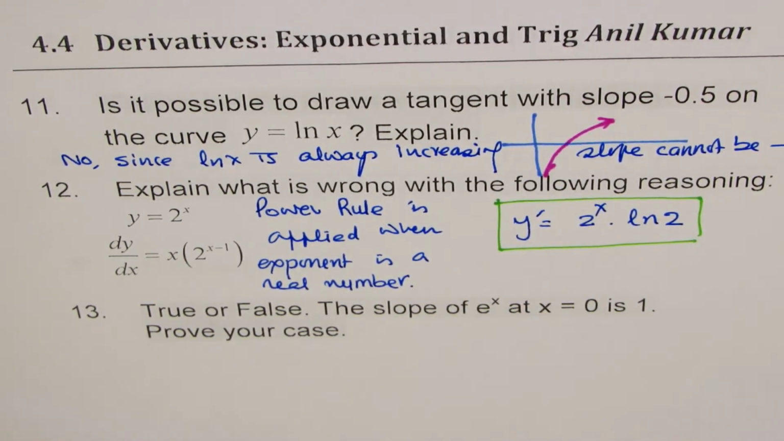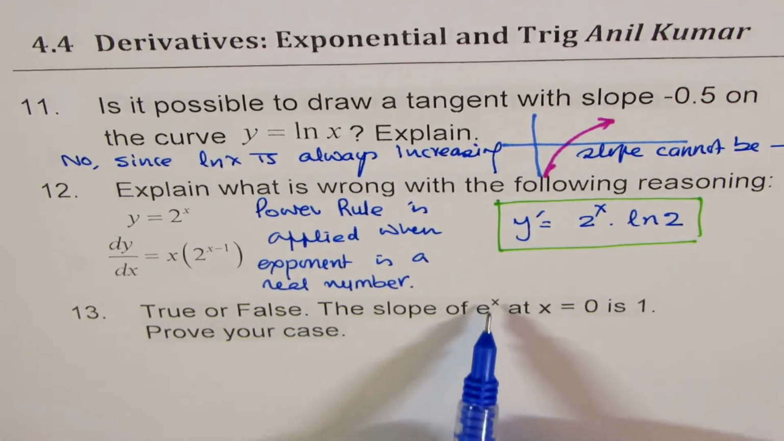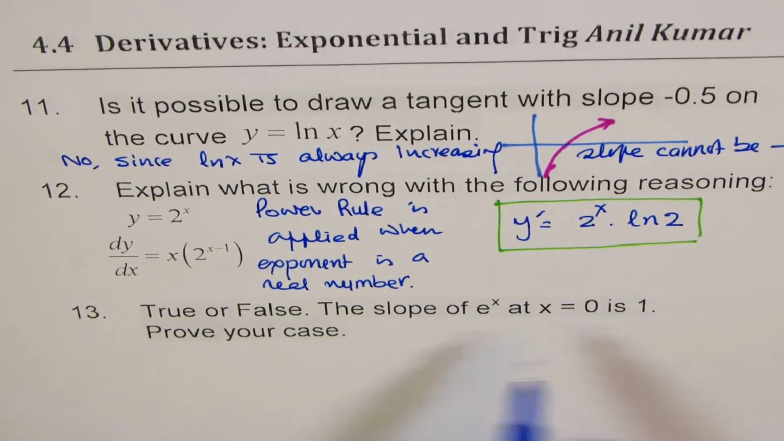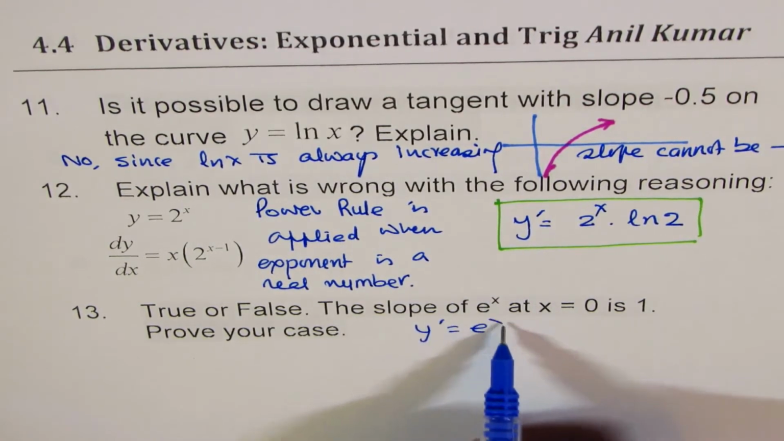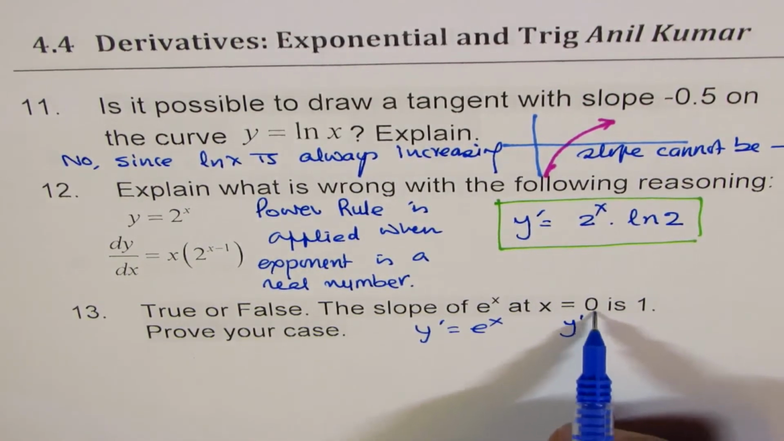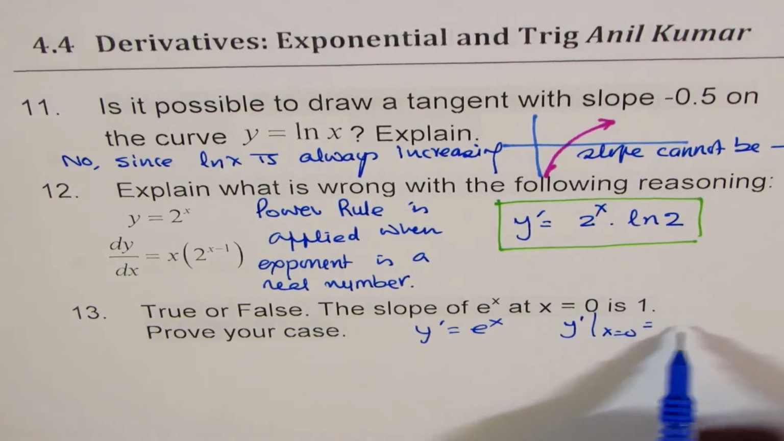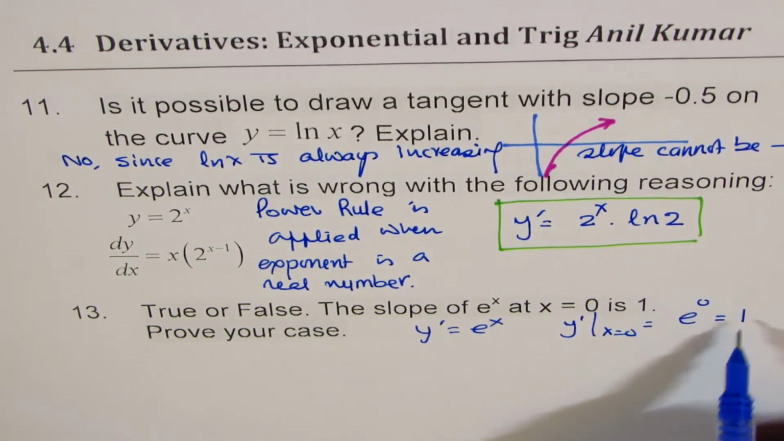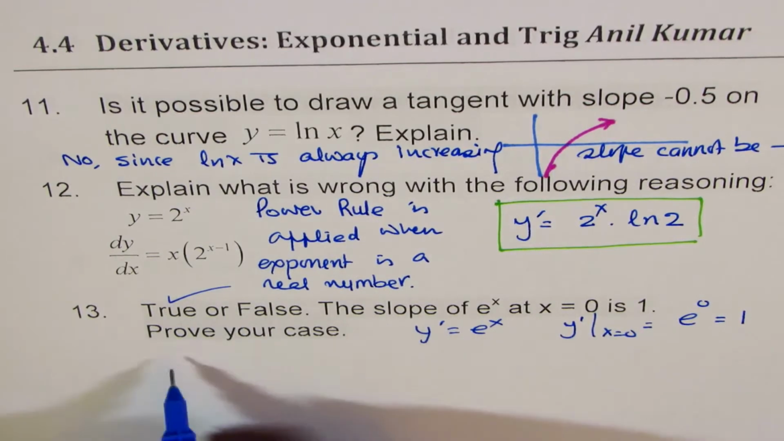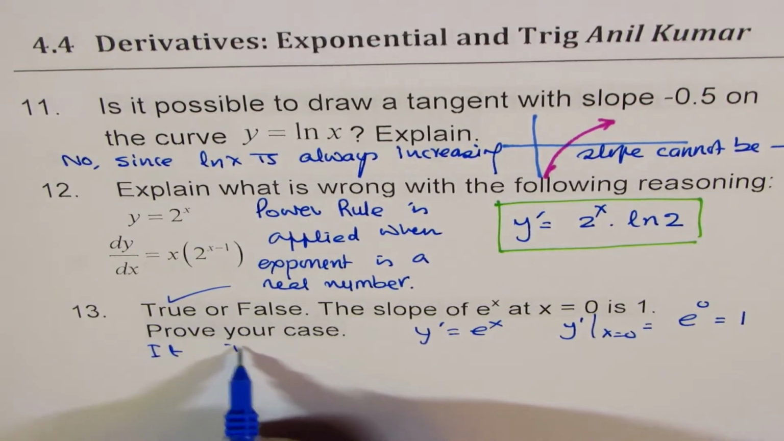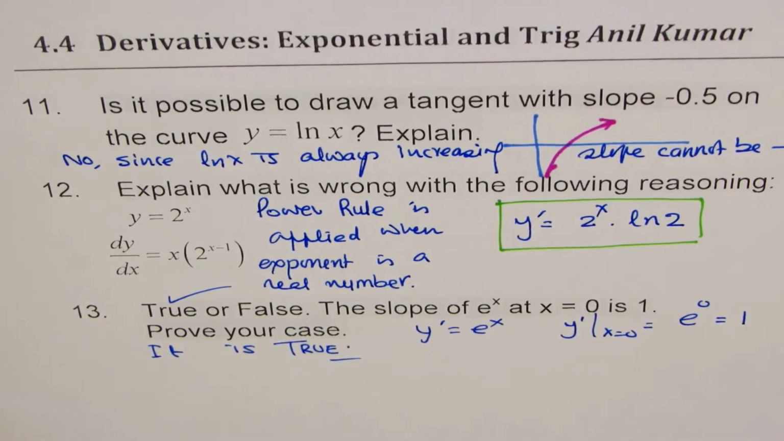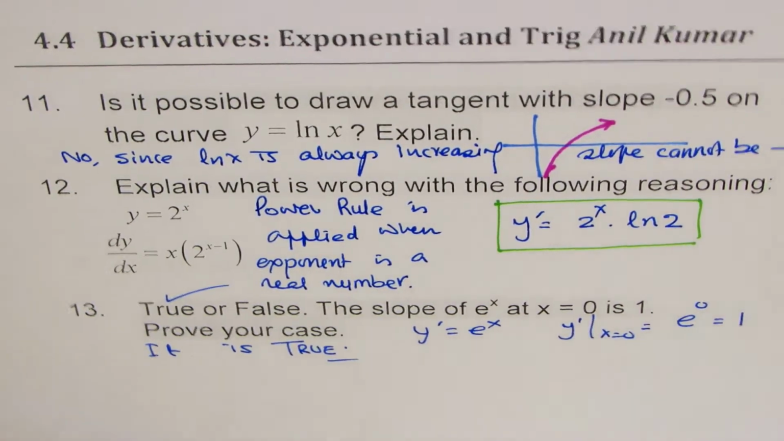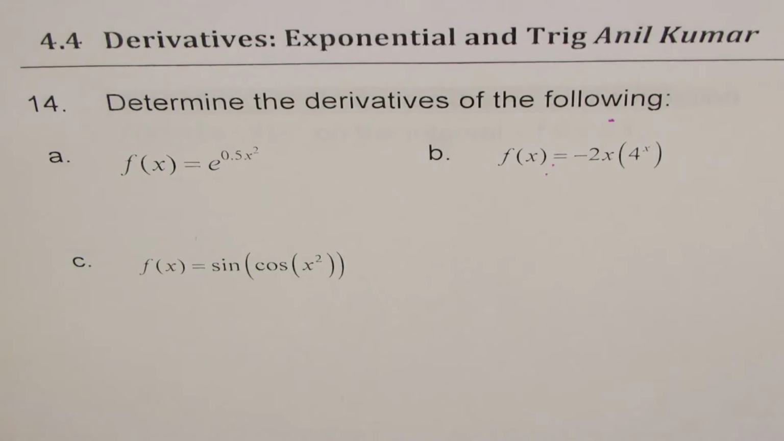Question 13, true or false? The slope of e to the power of x at x equals 0 is 1. Prove. So y dash is e to the power of x, and y dash at x equals 0 will be e to the power of 0, which is 1. So that is true, right? So it is true. Perfect. Now let's move on, and we'll take up some derivatives.